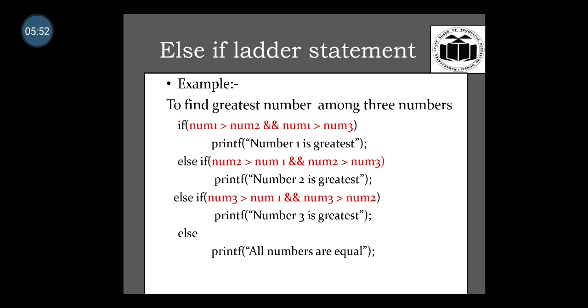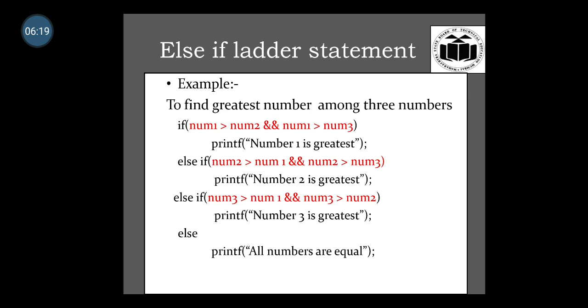If this condition is false, then else if is checked. The next if statement will get checked, and there we are checking that number 2 is greater than number 1 and number 2 is greater than number 3. We are using logical AND here also, which means both conditions should be true. Then number 2 is greater. If this condition is true, then printf will be executed.